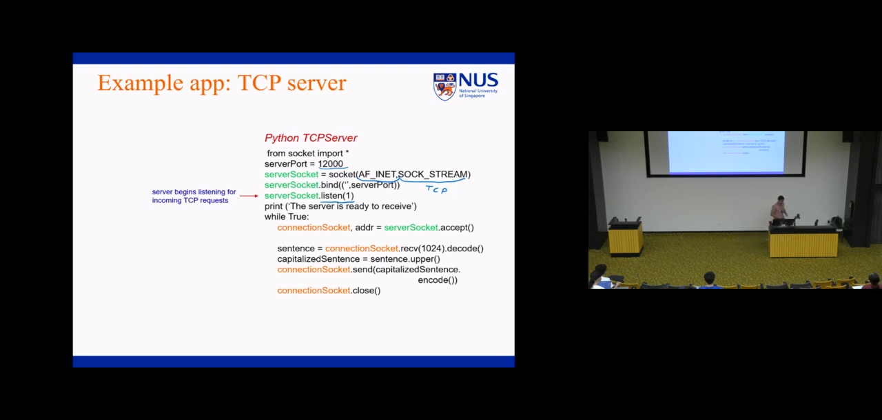Our server socket, or the welcoming socket, keeps listening, and whenever it receives a connection request, it accepts and creates a connection socket with the address, and assigns the address of the client that is requesting to connect into this address variable. And we will then receive our orders or our sentence from our connection socket using the receive method.